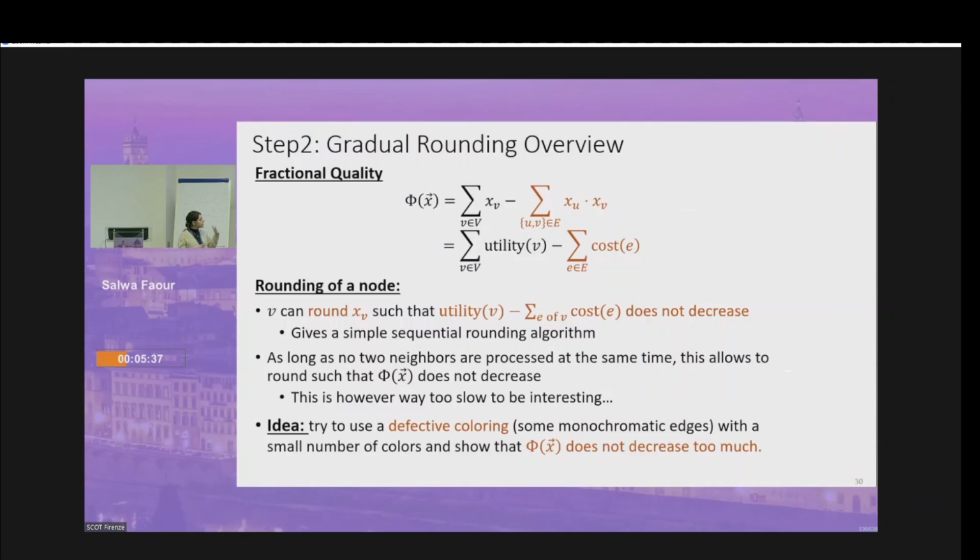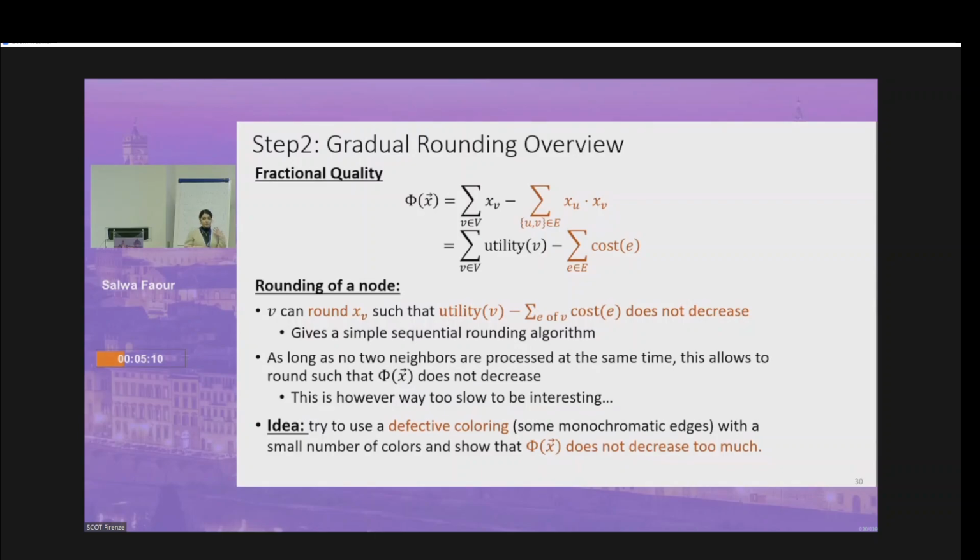And I want to round it up or down such that this doesn't decrease. You can come up with a sequential algorithm if I go through the nodes, and this is what they do. But this is too slow for us. We want to speed it up, and we notice that if two nodes are not neighbors, they can be processed together. If we do a proper coloring and iterate through the colors, that's how we do the rounding. It's still too slow. You can have too many colors. So how do we speed this up?